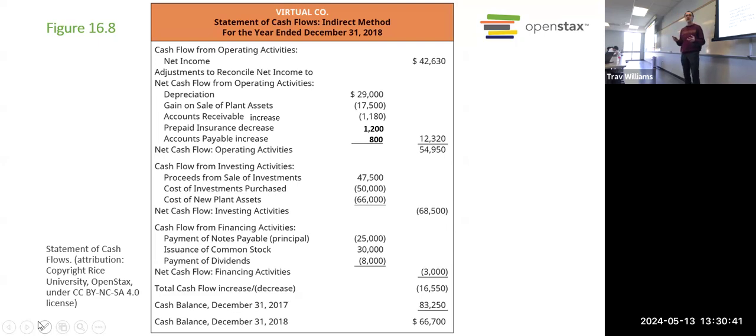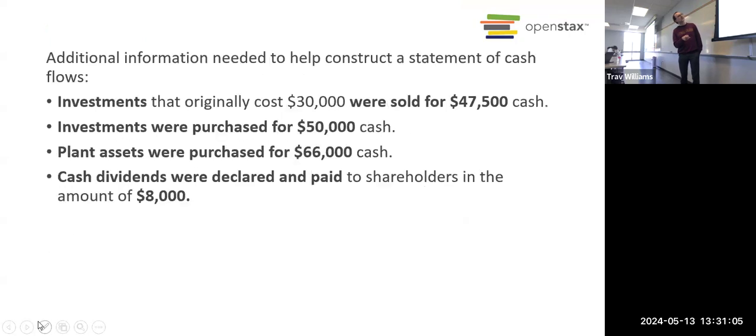So that's what I was saying earlier. The amount that you reverse on a gain or a loss is different from the cash flow from that same activity. The actual cash we got from that sale was $47,500. Then we bought some other investments for $50,000. We can see that here.